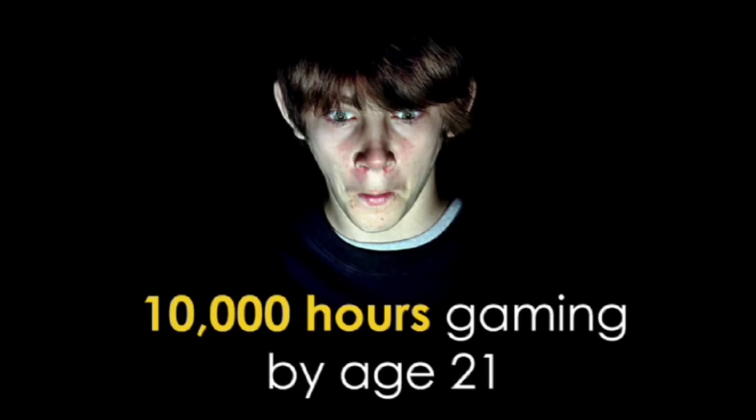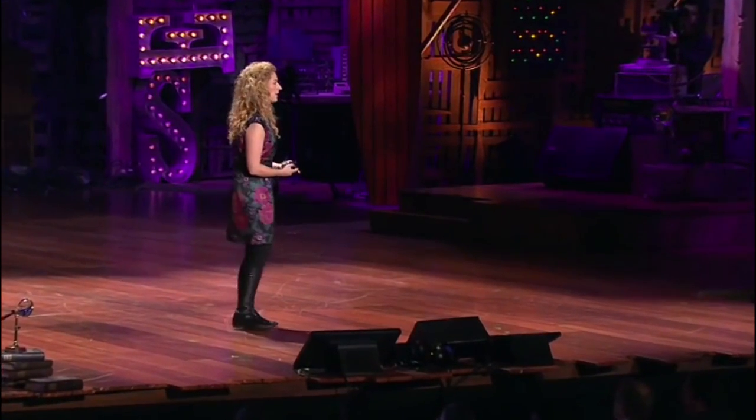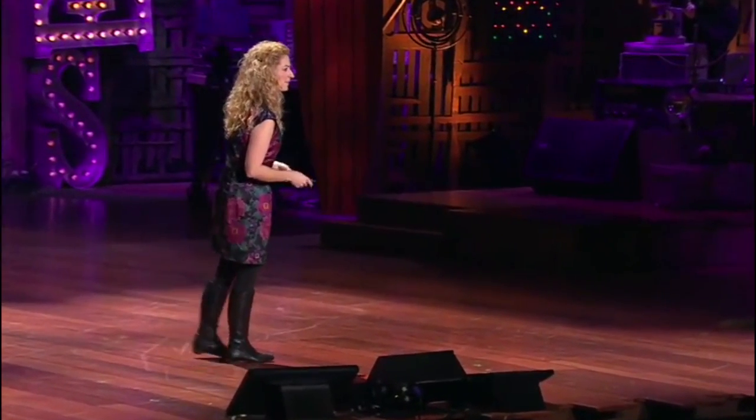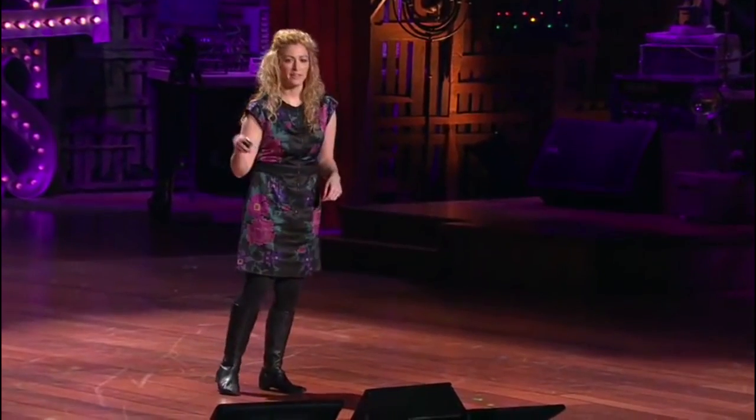So consider this really interesting statistic. It was recently published by a researcher at Carnegie Mellon University. The average young person today in a country with a strong gamer culture will have spent 10,000 hours playing online games by the age of 21. Now, 10,000 hours is a really interesting number for two reasons. First of all, for children in the United States, 10,080 hours is the exact amount of time you will spend in school from 5th grade to high school graduation if you have perfect attendance.